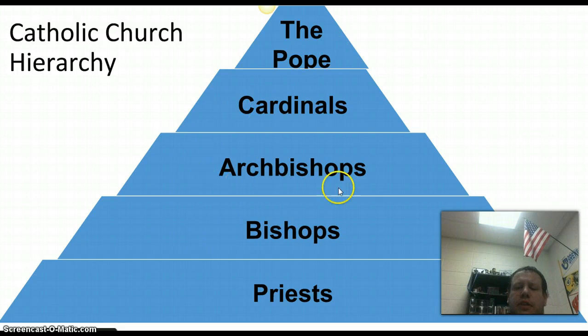After that, the archbishops. These are kind of like regional governors. The archbishops took care of a large area. You may have an archbishop of a state or of a country. You may be an archbishop of France, so on and so forth, or of a large city. After that, you have bishops as well. Bishops are in control of a smaller area of land. So maybe you have a bishop of a state or of an area.